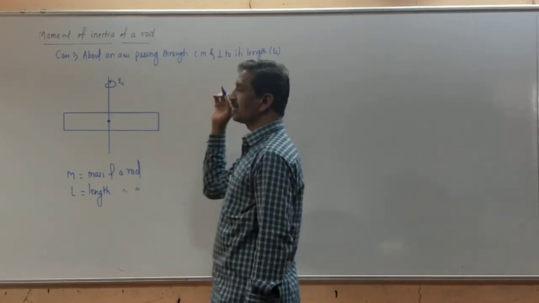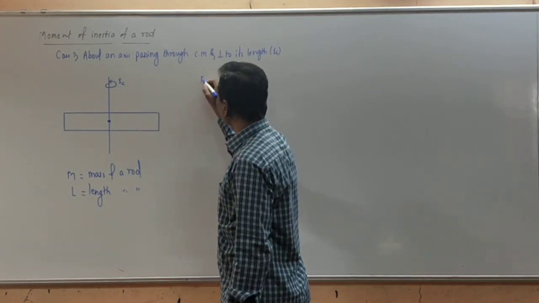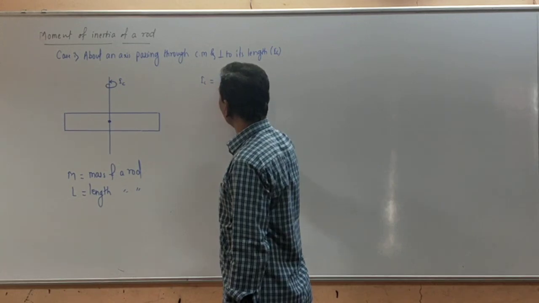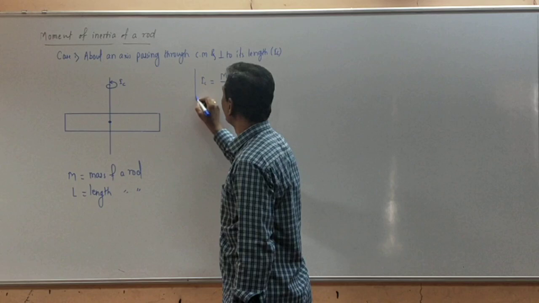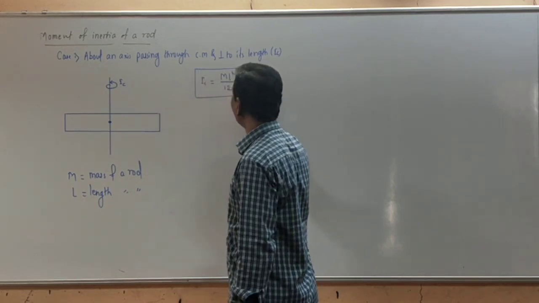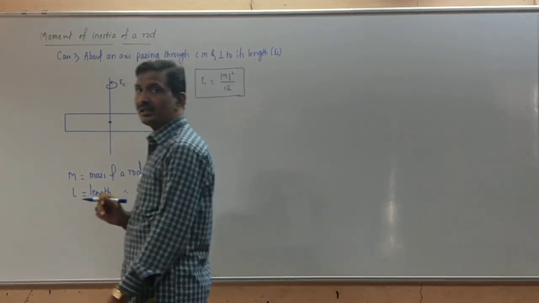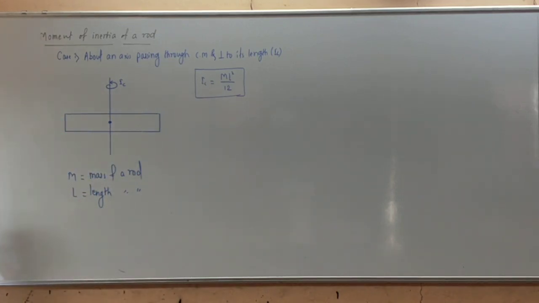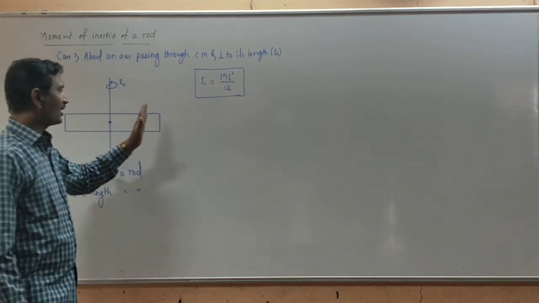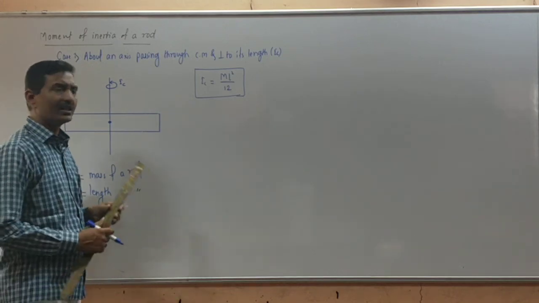So when the rod is rotated, IC is equal to ml square upon 12. So remember this formula. IC is equal to ml square by 12. The proof is simple but not related to our syllabus. What is the method? We divide this rod into a large number of small identical elements.